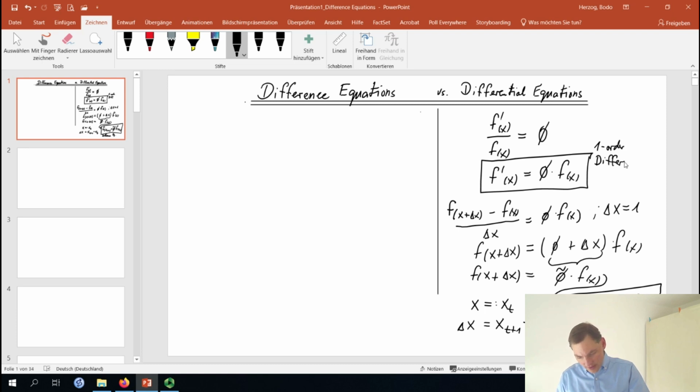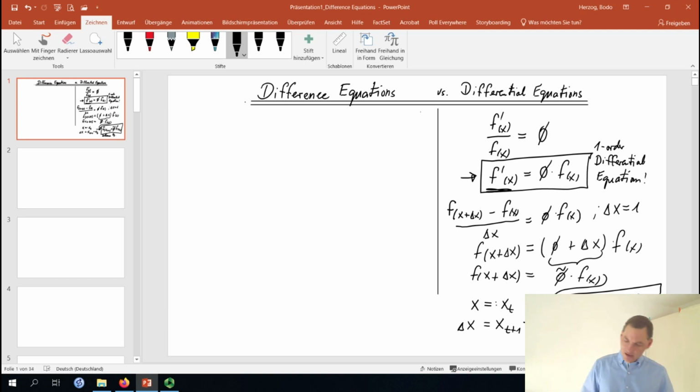The difference, of course, is that on the right hand side here we have the differential, the derivative. And in the difference equation we have the discrete form of a differential equation. The differential equation requires that the function is continuous. Here it is discrete.